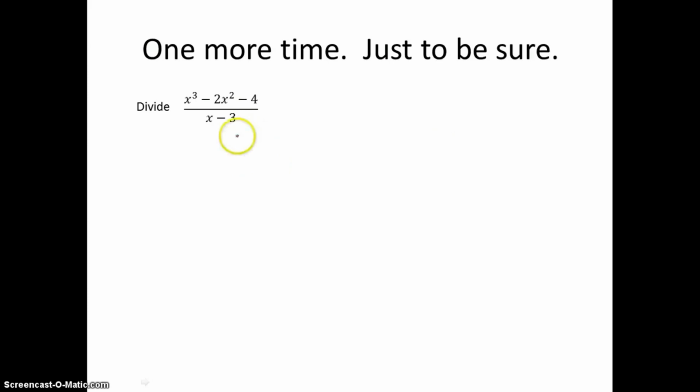So the first thing I'm going to do is put a number into my box. Now I notice I have x minus 3. So I'm going to put a positive 3 into my box, because that's the number we're really plugging in. Because the remainder theorem says that 3 minus 3 will give us a 0 there. So 3 is the number I want to plug in. Now I'm going to list my coefficients. 1x cubed, negative 2x squared.